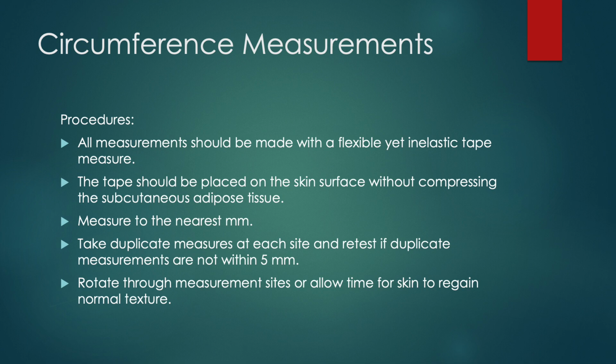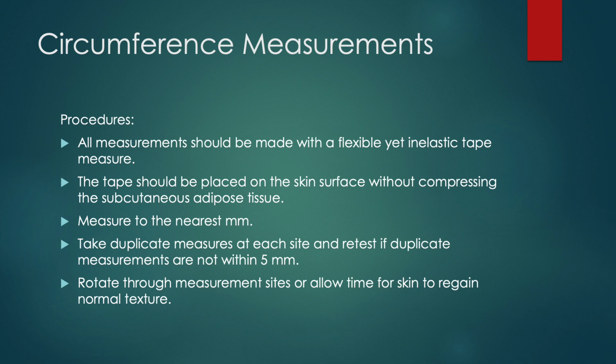In this lab, we're also going to be recording some circumference measurements. Here are procedures when taking circumference measurements, and these are pretty standard. All measurements should be made with a flexible inelastic tape measure. It should be movable so that we can lay the tape measure across the contours of the body. The tape measure should be placed on the skin surface without compressing the subcutaneous adipose tissue. So we don't want it pressing into the skin, just laying on top of the skin.